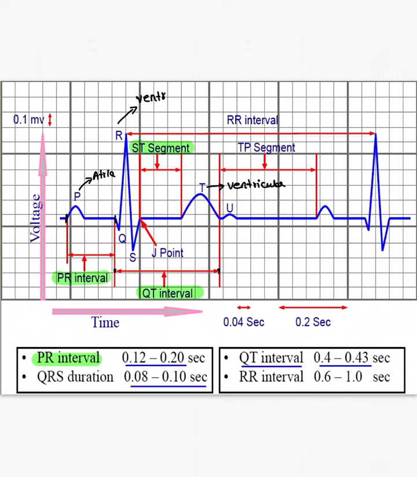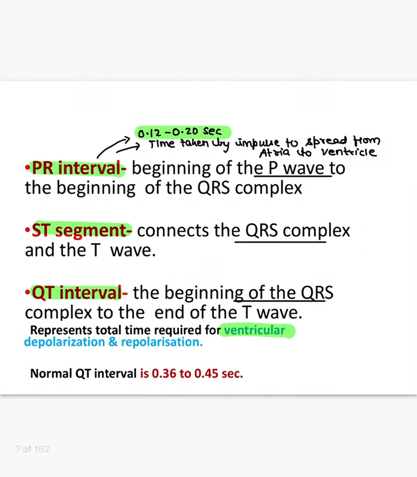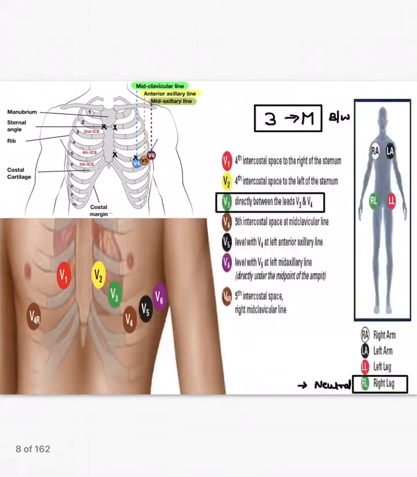So what will the QT indicate? The entire ventricular activity, that is ventricular depolarization and ventricular repolarization, all will come here. The QT interval denotes the ventricular depolarization and repolarization. And what is the normal QT? That is 0.36 to 0.45 second.